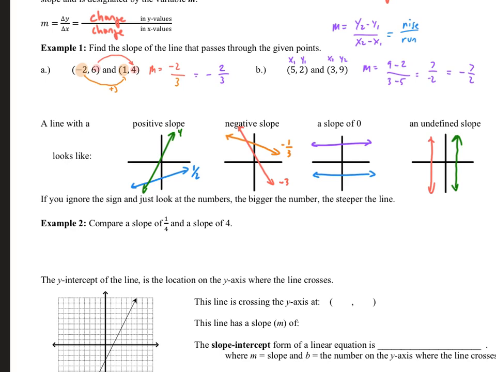So I can't have a flatter or more horizontal line. I can't have a more vertical line. There's either vertical or not.